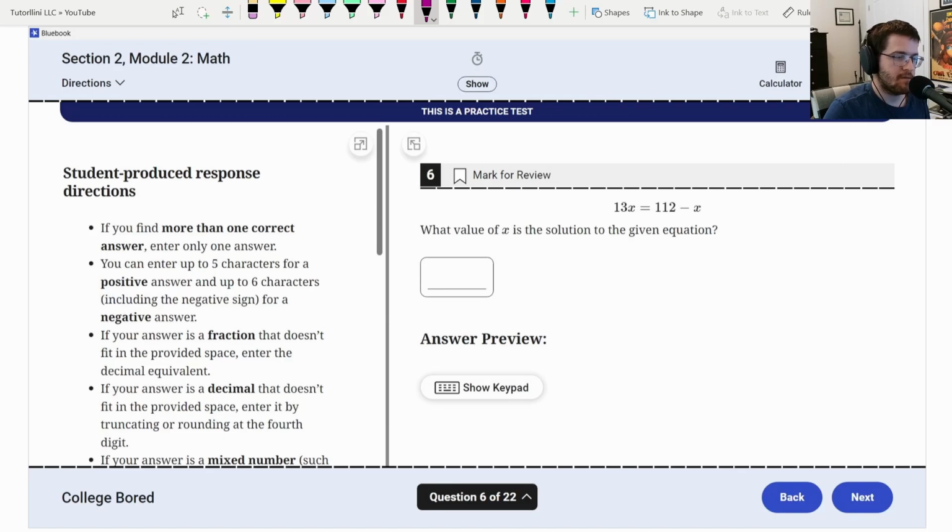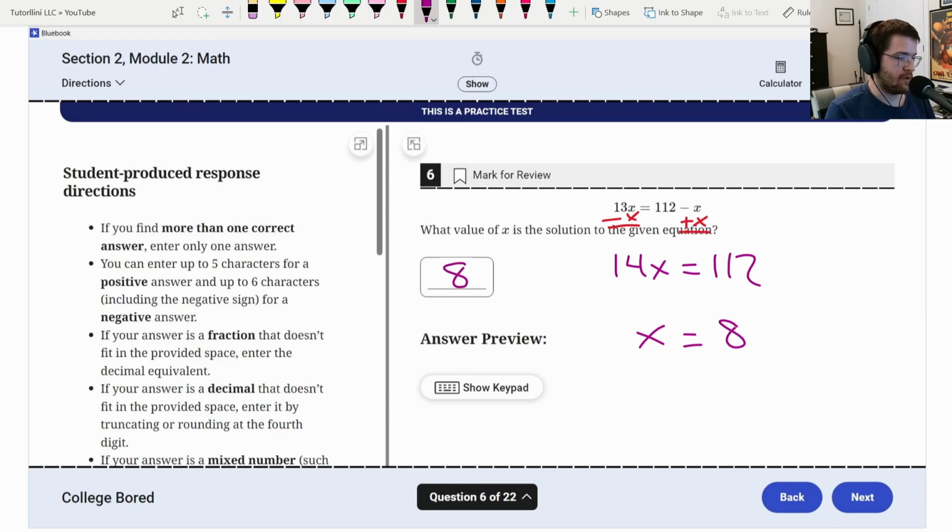Okay, question 6. This is a multi-step equation. We're going to get all the x's to one side and all the numbers to one side. I kind of noticed probably the fastest way to do this is if I make the x side the left side and I make the number side the right side. So really the only guy that's out of place is this guy. So what I'm going to do is to move him. He's getting subtracted, so the opposite is addition. So I'm going to add x to both sides. And I get 14x equals 112. And now I'm going to divide both sides by 14. And I get x equals 8. And that is our answer.